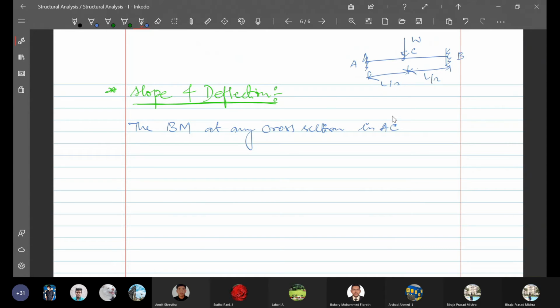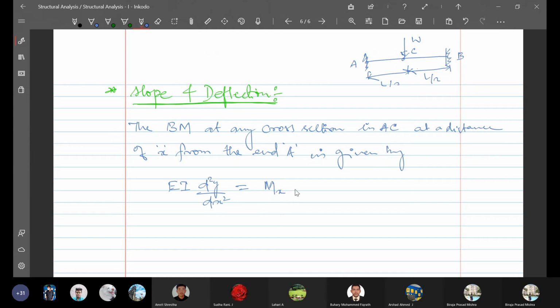Okay, so at any cross section AC at a distance of x from the end A, the bending moment is given by the same equation, EI d²y/dx² equals Mx minus Mx dash. Okay, this x is subscript.